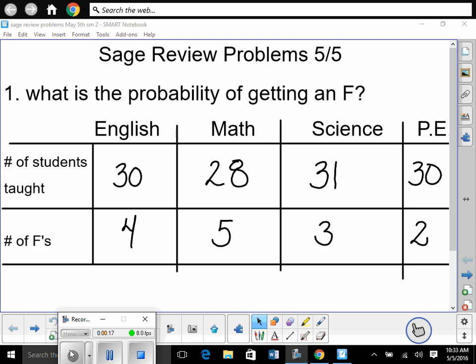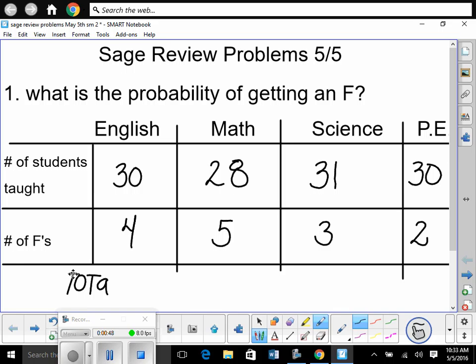So I said, what's the probability of getting an F? So probability is the total of favorable outcomes divided by the total number of outcomes, right? Favorable means what we're looking at. So how many Fs total? So first of all, let's figure out what is the total number of students here. Would we add up the 4s, 5s, 3s, and 2s for that? No, right? We wouldn't? Okay, so what's the total number of students?